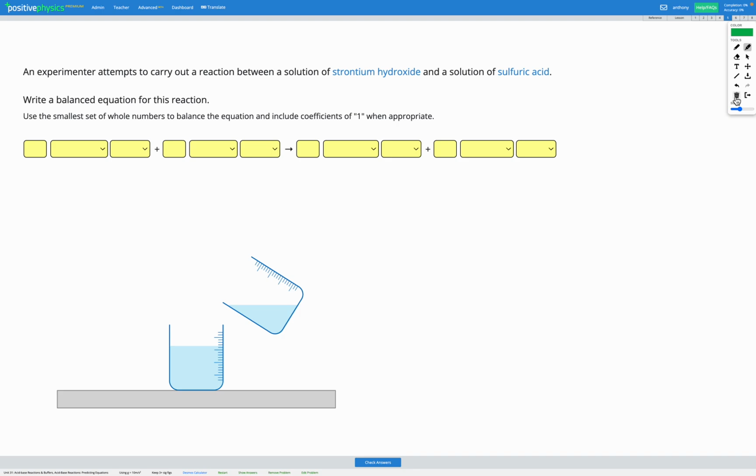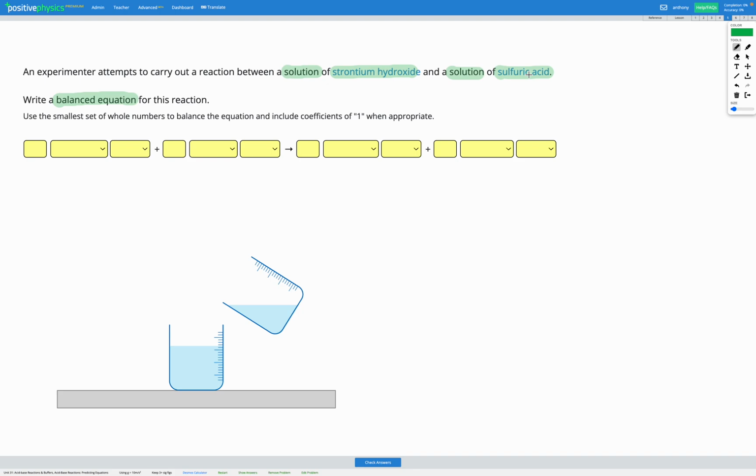In this question, we're told an experiment wants to carry out a reaction between a solution of strontium hydroxide and a solution of sulfuric acid. Our goal is to write a balanced equation for this reaction. So firstly, let's figure out our formulas for strontium hydroxide and sulfuric acid.